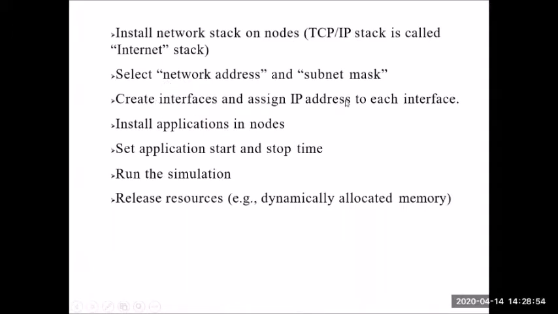Next, you have to create interfaces and assign the IP address to each interface. I showed you something called a net device. Every net device is an interface. You remember in the output I showed you loopback net device, Wi-Fi net device, Ethernet net device. So every network device is a NIC card. It should have a separate IP address. We have to assign that IP address manually in our program.